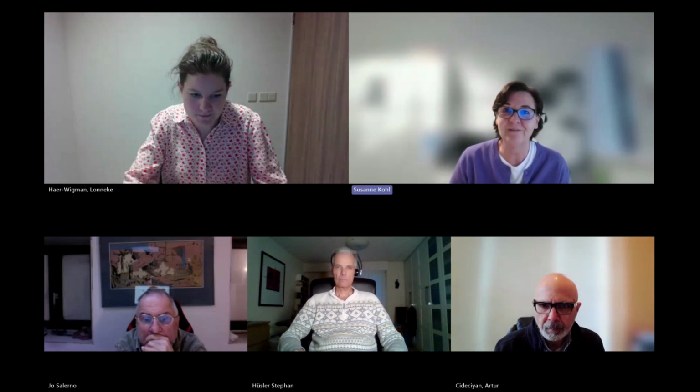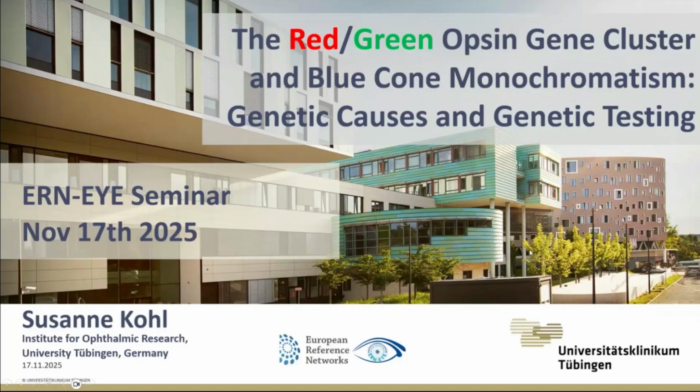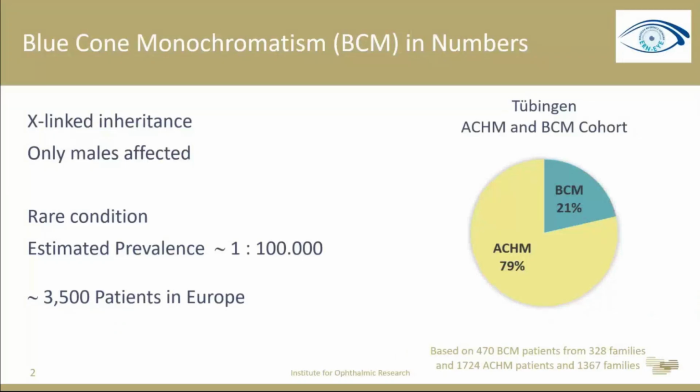Thank you, Lonneke, for introducing me. So we will now turn to a closer description of the red-green opsin gene cluster and the genetic causes of especially blue cone monochromacy, but also Bornholm eye disease and the genetic testing that we offer in Tübingen. You might be well aware that we have quite a large cohort of achromatopsia and BCM patients, and to set them into relation in numbers, I want to mention that the achromatopsia cohort as a whole, including the BCM, makes up about 20% of cases.